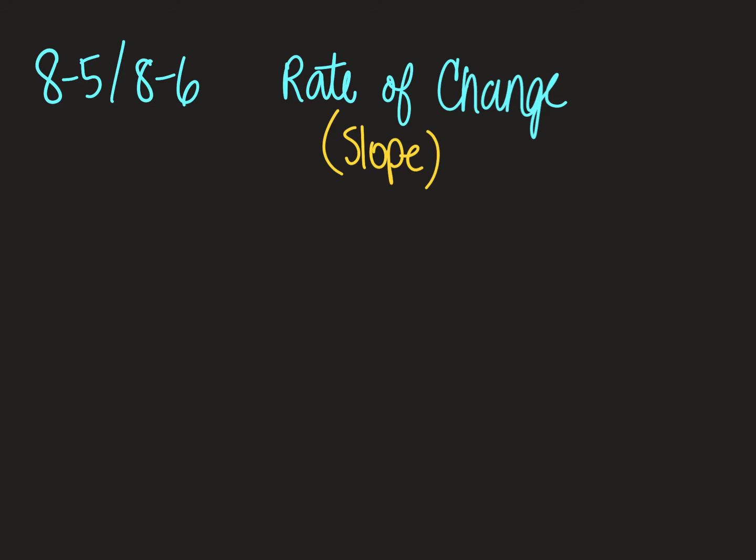Today's video is Chapter 8, Lesson 5 and 6. In 8.5, they're going to call it rate of change. In 8.6, they're going to call it slope, but both ideas are the same.